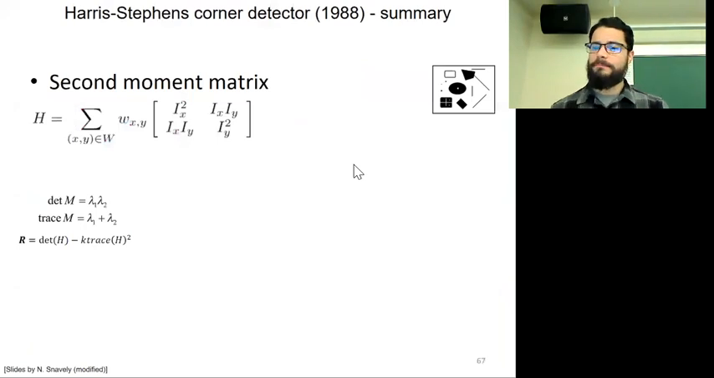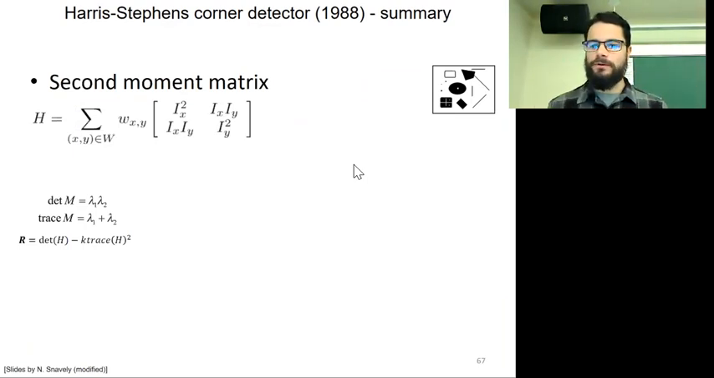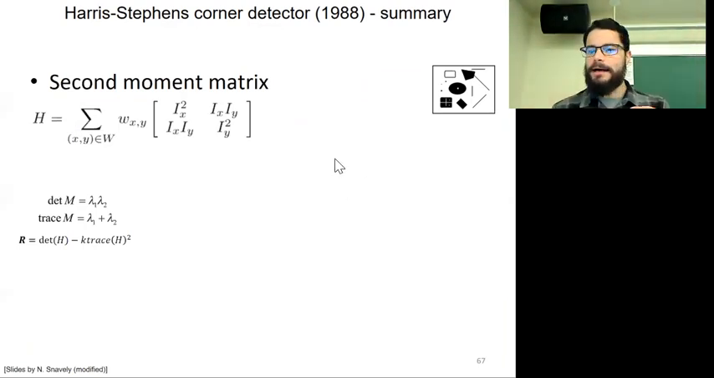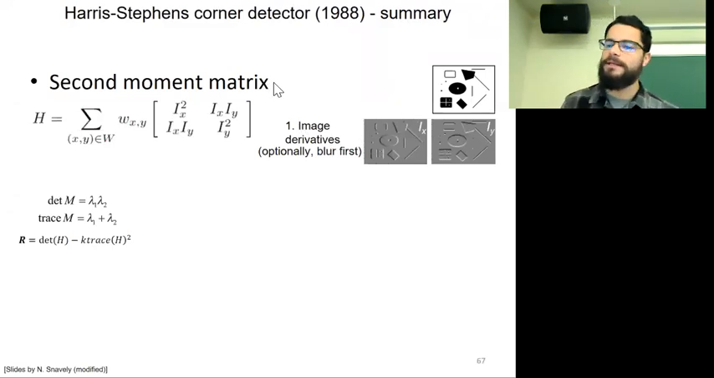So this is it for the mathematical discussion on the HS corner detector. I wanted to put this slide here as a summary of all the steps that we need to do. And it's actually super easy. And I recommend that you try and implement this because it's straightforward, but the method is super interesting, right? You start with an original image. You can blur the image first.